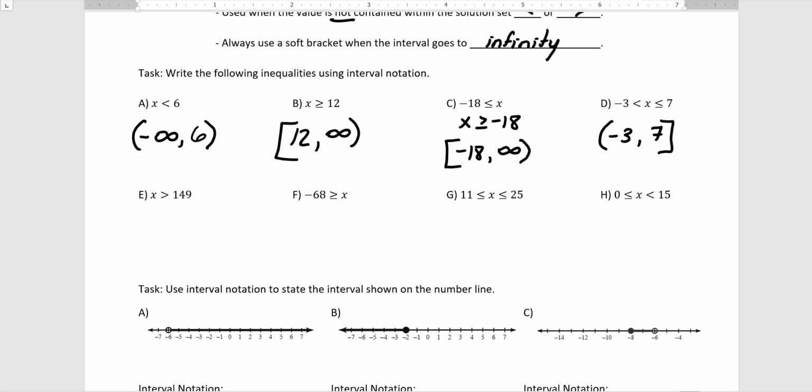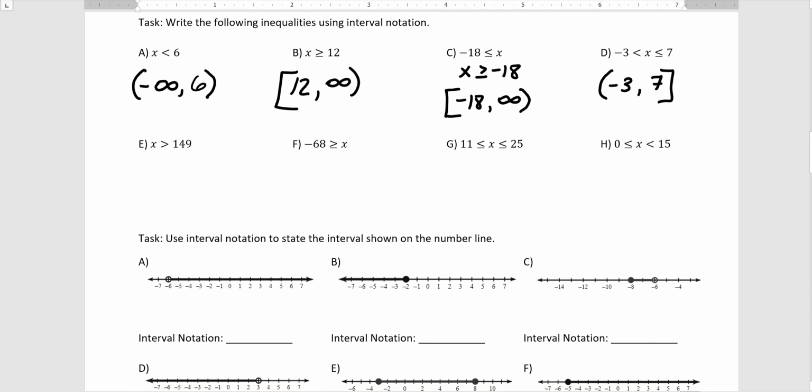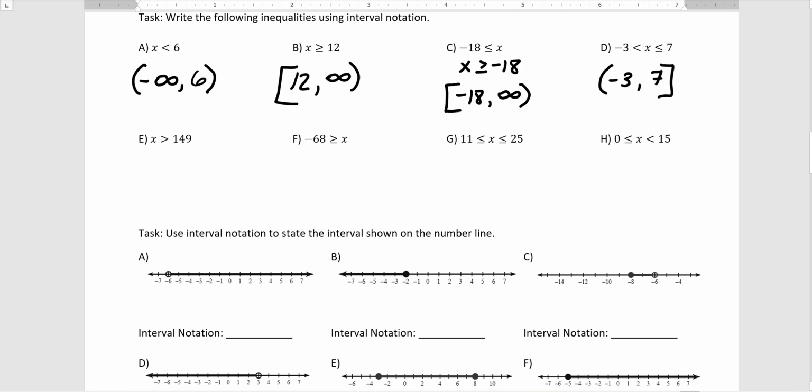If you have any questions, please raise your hand. Interval notation is probably new. It's probably something we're not quite used to. I'd be happy to answer any questions. Otherwise, why don't you go ahead and pause the video, try E, F, G, and H. Go ahead and pause the video and give those a shot, and then we'll check those together.